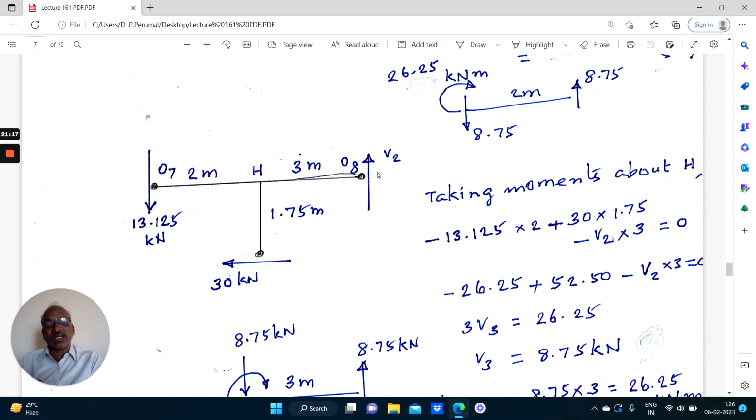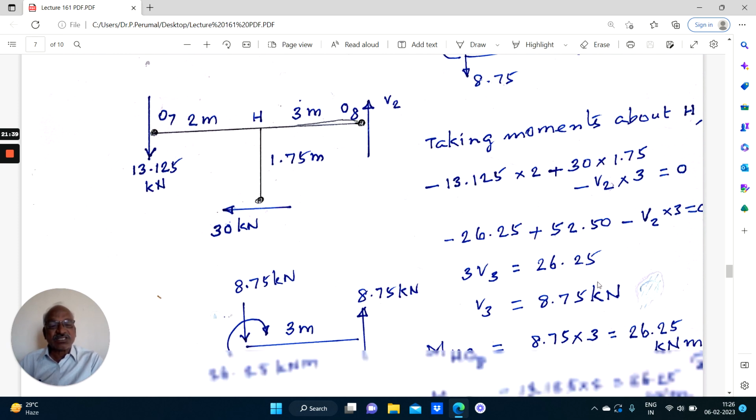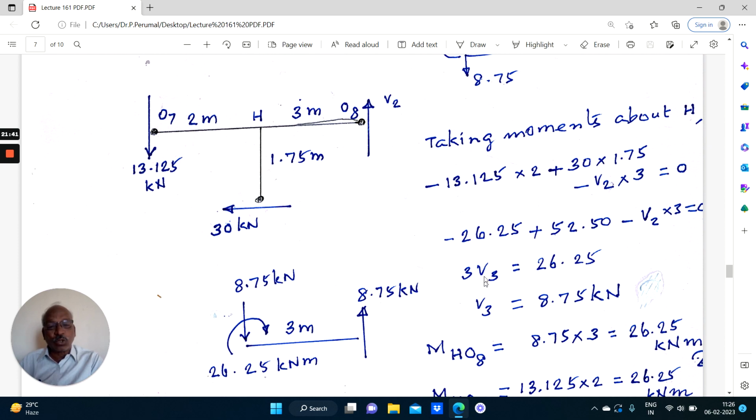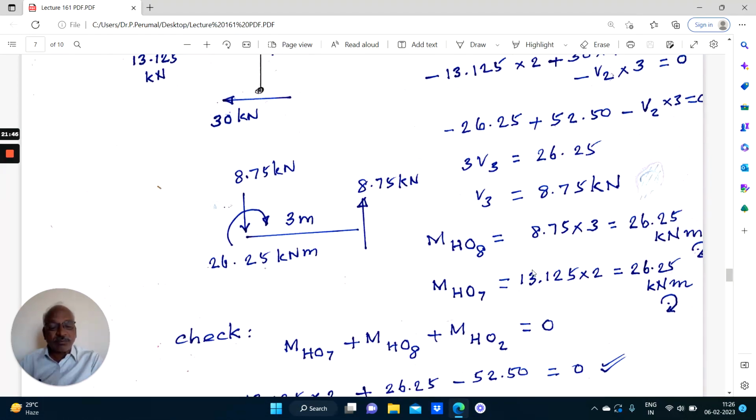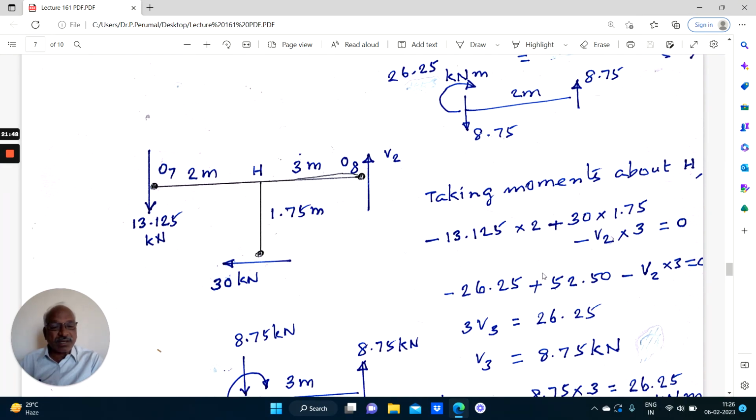Now let us find out the value of V2. Take moment about the point H. So 30 into 1.75 minus 13.125 into 2 minus V2 into 3. Taking moment about H, this is the value. These are the calculations. You can always understand. So this will give you V2 equal to 8.